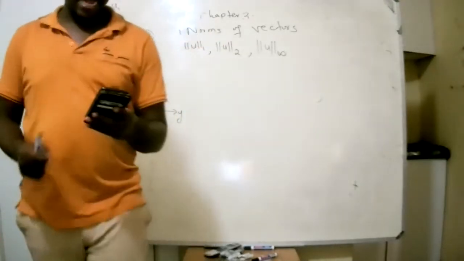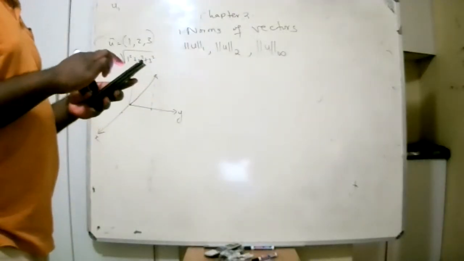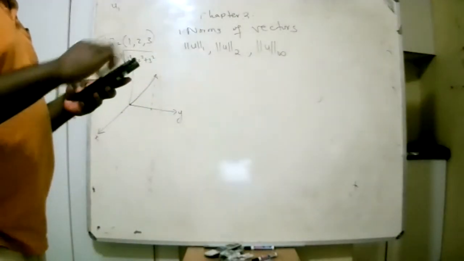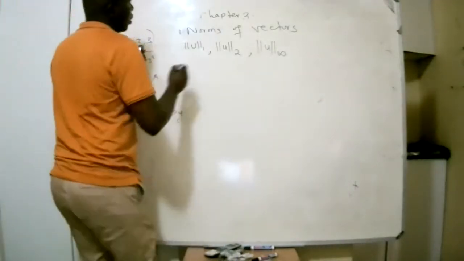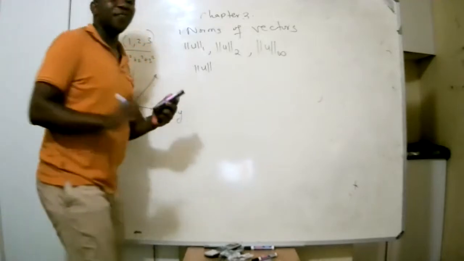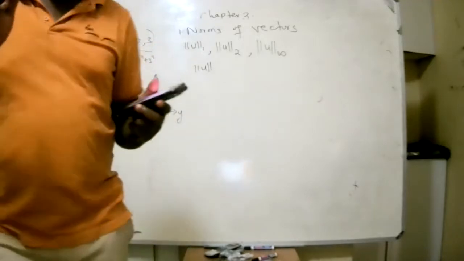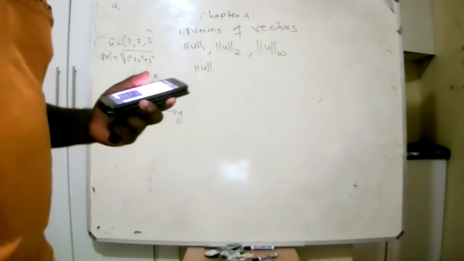So the question is, how do you calculate these norms? That's what I'm going to do with you just now. These are the formulas for calculating a norm of vectors. At a later stage, we're going to do norms for matrices, but now we're doing norms for vectors.